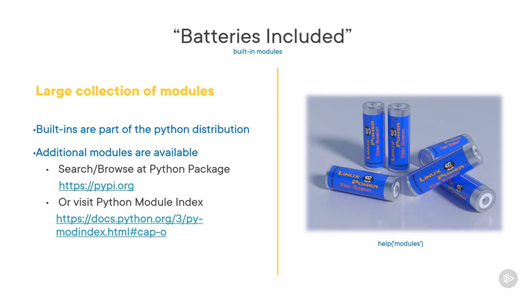Now, there's a term called batteries included. You might have heard it. When folks say that or reference that in blogs or even books, what they mean is the built-in modules that come with Python. Now, there's a large collection of these modules, and when you install Python, they're already there. And there's a huge library of additional modules that are available for Python, and there are two links there that you can use to search for those. So you can go out and use PyPI to get packages for Python, or you can visit the docs.python.org link there to see an index of the modules that are available.